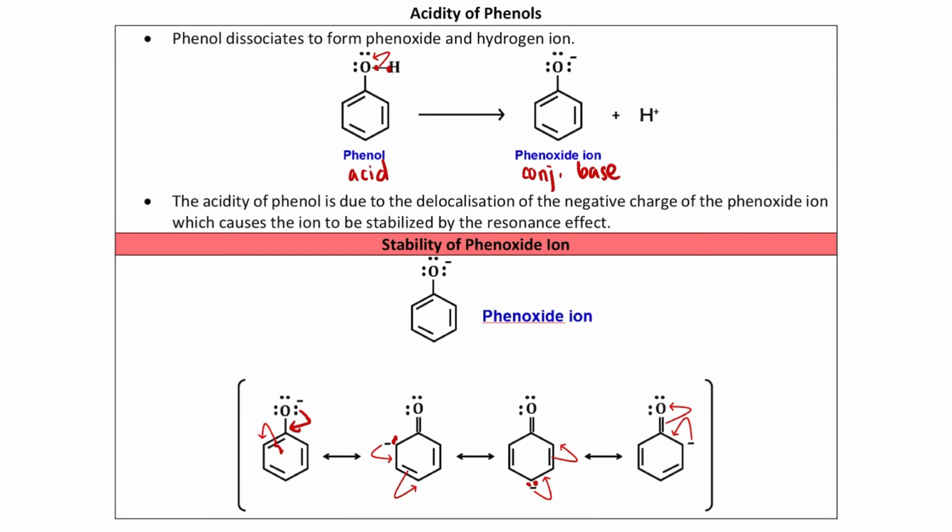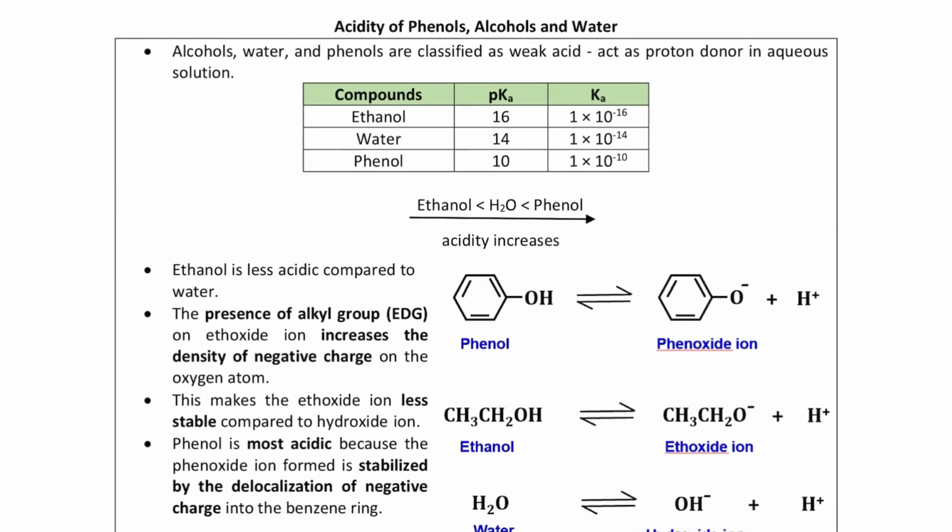So in organic chemistry, if the negative charge or the lone pair can be delocalized, that means it can keep moving, and that is what makes it more stable. So for this phenoxide ion, why is it stable? Because this lone pair or negative charge can be delocalized into the benzene ring. So when the phenoxide ion, which is a conjugate base, is stable, it means the acidity of phenol is quite high. Alright, next we look at the acidity of phenol, alcohol and water.